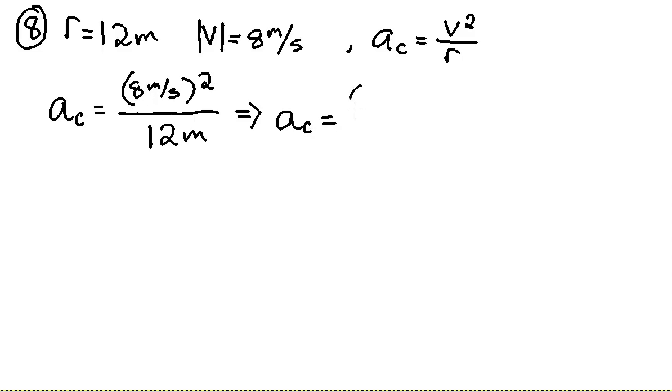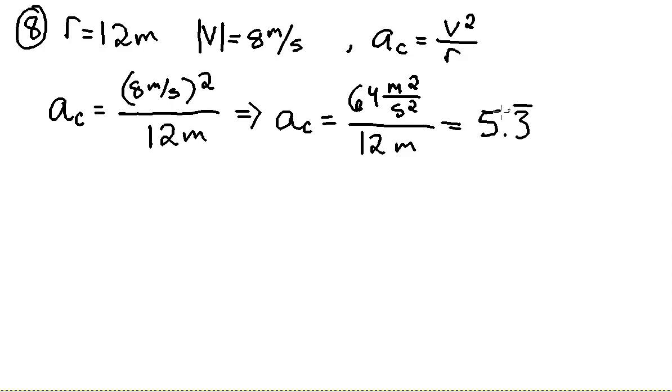So 8 times 8 is 64 square meters divided by square seconds, divided by 12 meters. All right, so 12 goes into 64 five times, and then we have 4 left over. 4 twelfths reduces to 1/3, which is a repeating 3. My meters cancel out with my square meters to give me meters over square seconds. So 5.33 repeating is our centripetal acceleration. This is A right here.